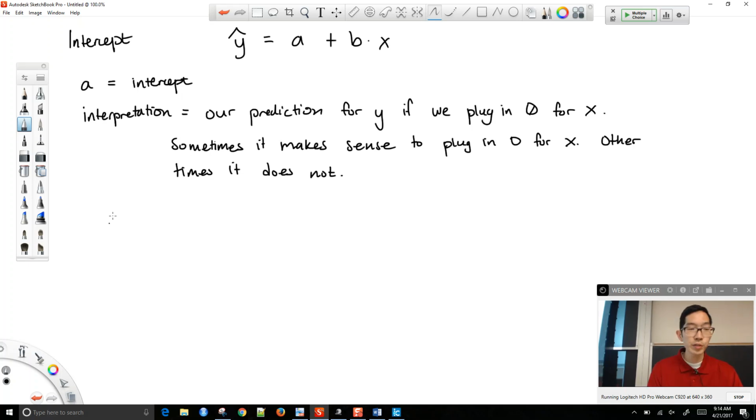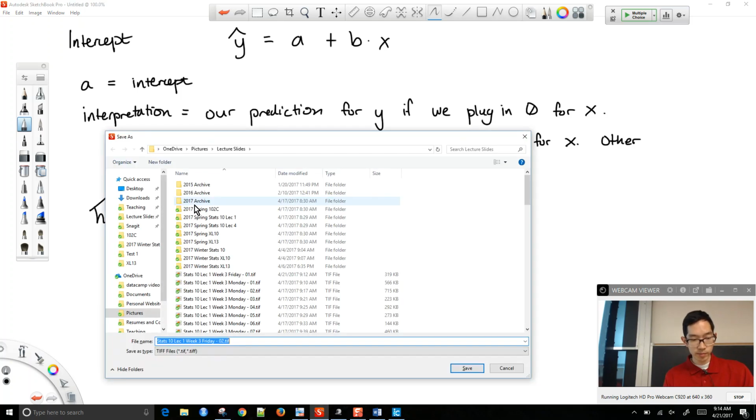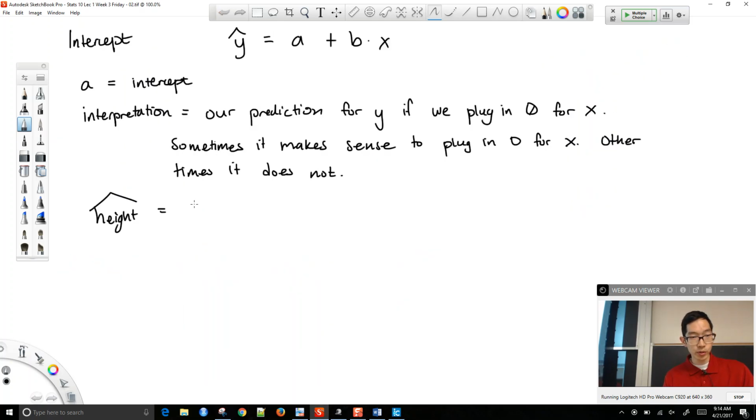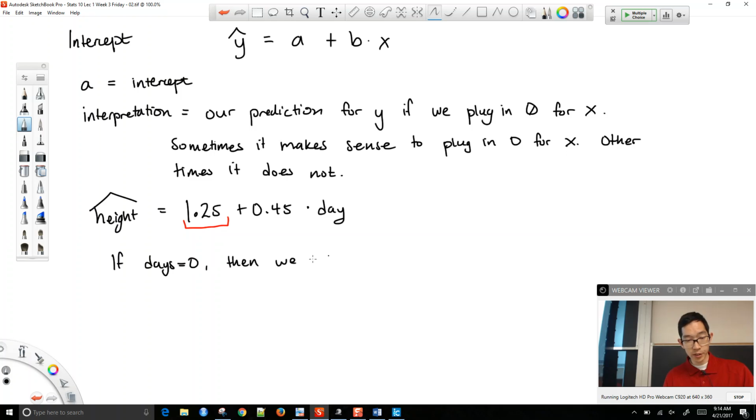So on the previous page, we said the predicted height or expected height hat is equal to 1.25 plus 0.45 times days. In this case, our intercept is 1.25, and so this means if days equals 0, then we predict the height of the plant to be 1.25 centimeters.